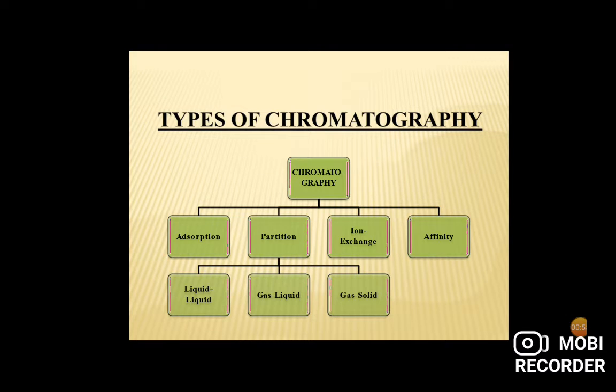Types of chromatography. On the basis of adsorption, partition, ion exchange and affinity, chromatography is of four types: the first is adsorption, the second is partition, then ion exchange and affinity chromatography. The partition chromatography is further subdivided into three parts: the first is liquid, the second is gas liquid, and the third is gas solid chromatography.